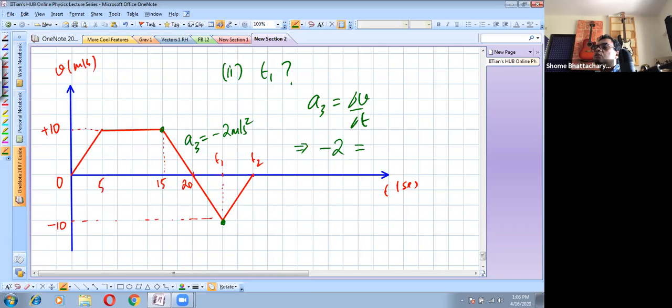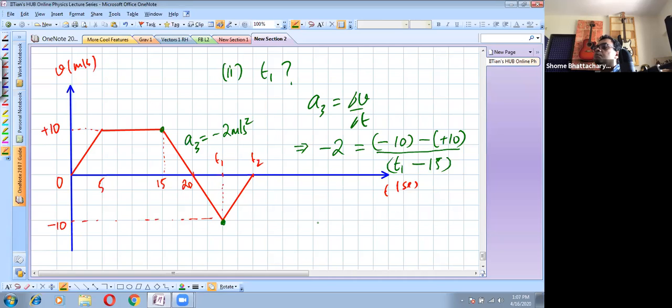What is the change in velocity from here to here? The final is minus 10, and the initial was plus 10. So the velocity is changing from plus 10 to minus 10. The change in velocity is final minus initial, so it's minus 20 divided by the time interval, which is the unknown time t1 minus the time at this point, which is 15. You see this second equation which I've written. In this, there's only one unknown, t1.